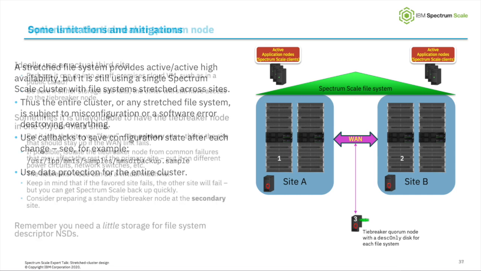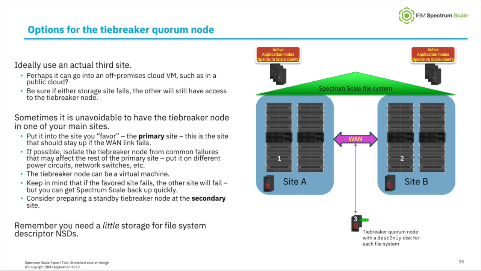All right. Some options for having the tiebreaker quorum node. Well, as I said, the ideal is you have an actual third site. So maybe you can put it in an off-premises cloud virtual machine, such as in the public cloud. But if you do that, you want to be sure that if either storage site were to fail, you don't have a common failure mode that's going to cause the other site to also lose access to that tiebreaker node.